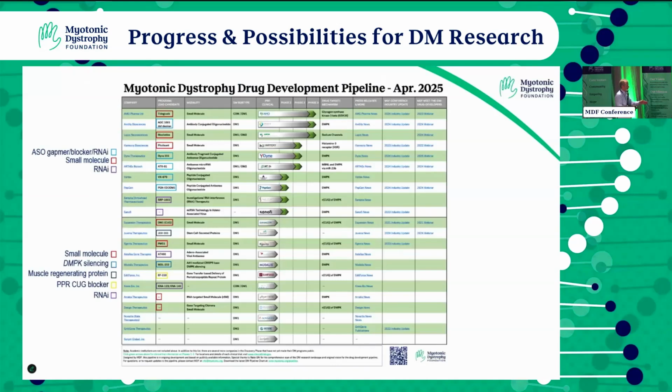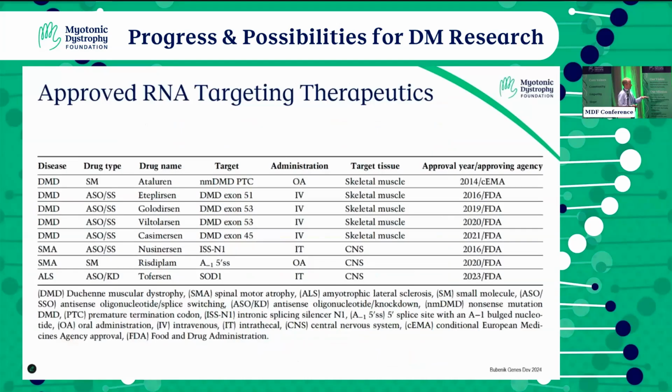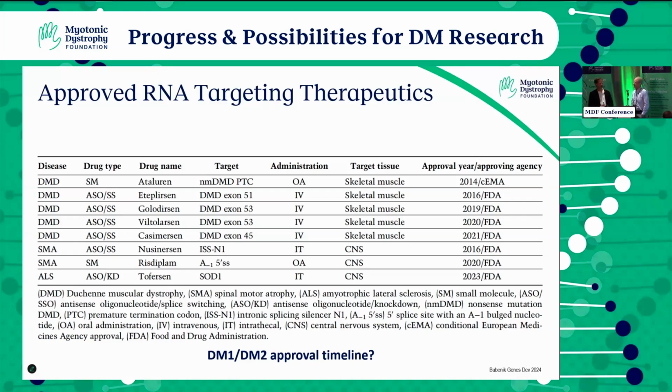These are all the therapies in development from Andy, the other Andy. And then this is the approved RNA targeting therapeutics as of 2024. Notice all the DMD, 2 SMA, 1 ALS, no DM1. So DM1, DM2 therapeutic approval is the big question for our audience. Thank you very much. Questions?